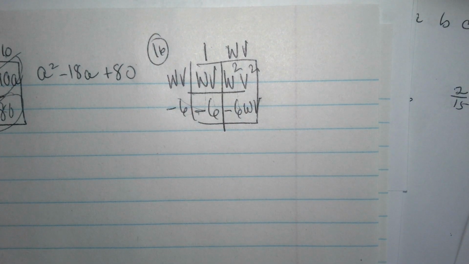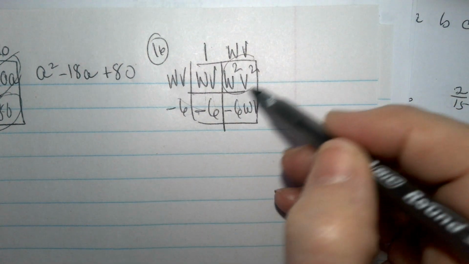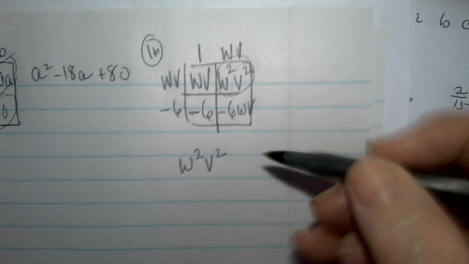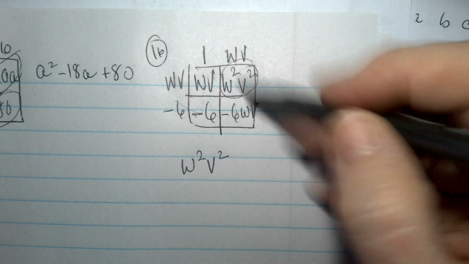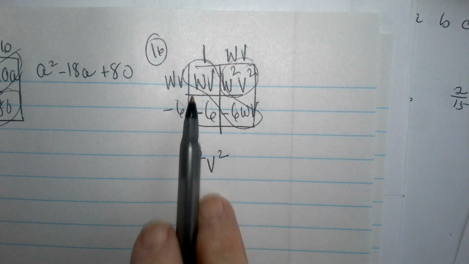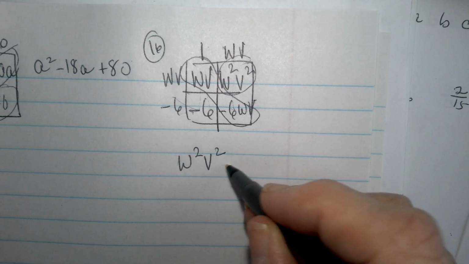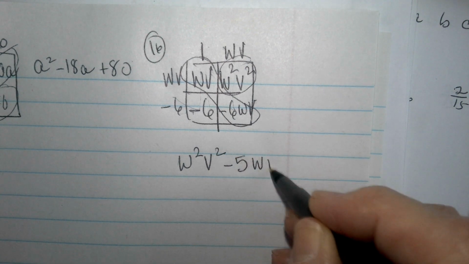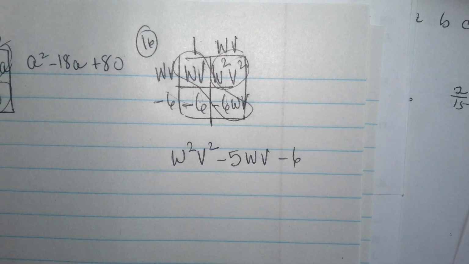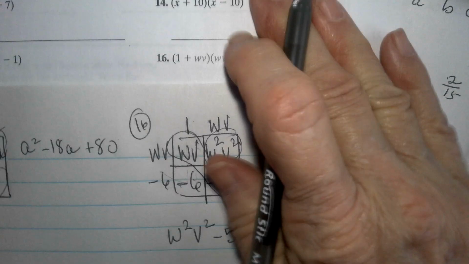And then we're going to pull it out from the highest exponent to the lowest. So this is going to go first. So W squared V squared. Look diagonally, I see like terms. I've got negative 6 of them plus 1. Who knows what that's going to be? Negative 5 WV. And then the last one, minus 6. And that is it. You can't collect any more. They are not the same.